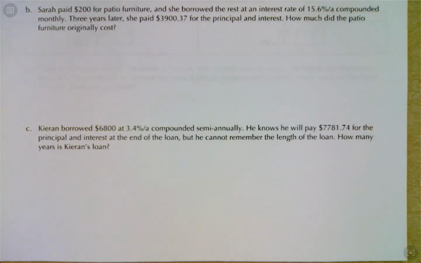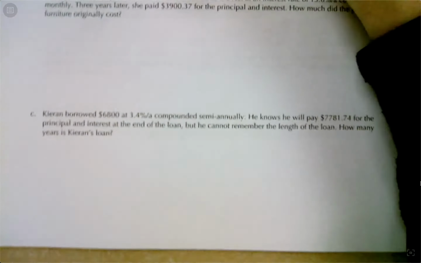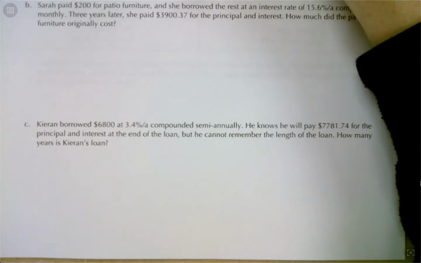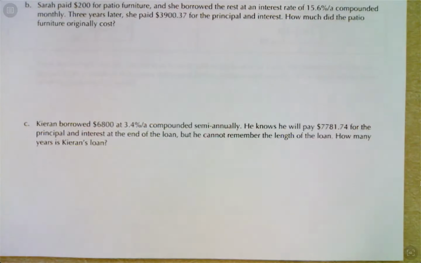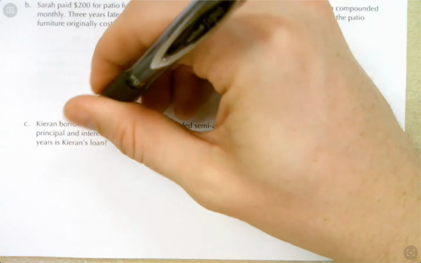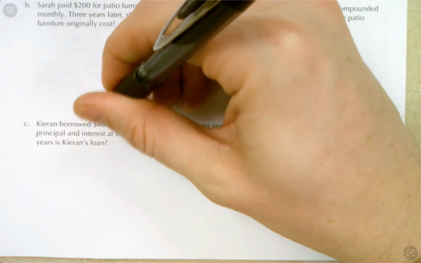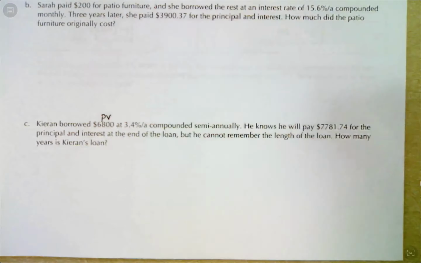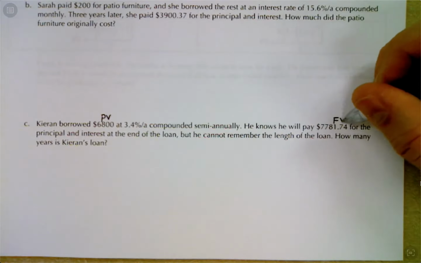So this time, I'm going to write all the variables on the side here. And since we know the future value and the present value, you can use either version of the equation. It actually doesn't matter in this case. So I'll just use the simple compound interest equation, but he borrowed $6,800. That's a present value. He knows he will pay back in the future. That's a future value.